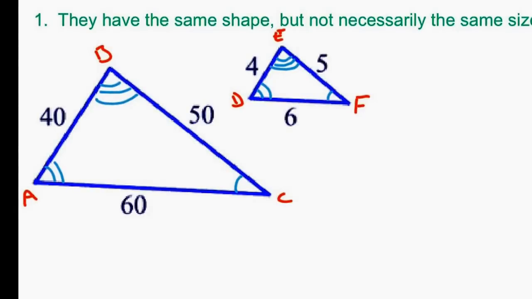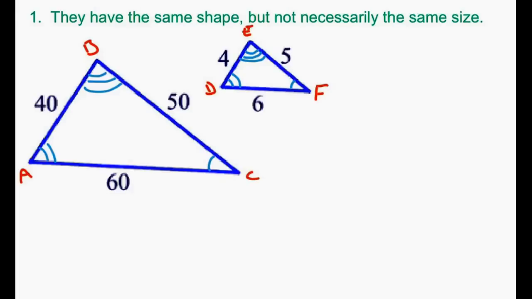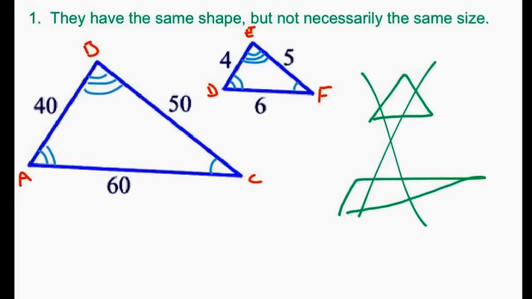All right, number one. They have the same shape but not necessarily the same size. So if you look at these two triangles, they are the same shaped triangle. And be careful, when I say same shape, I can't have a triangle like that and then a triangle like that and say they're similar. They might both be triangles, but they're not the same shaped triangle. So they would not be similar. But these are the same exact shaped triangle. One's just a bigger version of the other. All right, so that's the first thing. And keep in mind, they could be congruent to each other. They could be the same. We would also consider that similar.